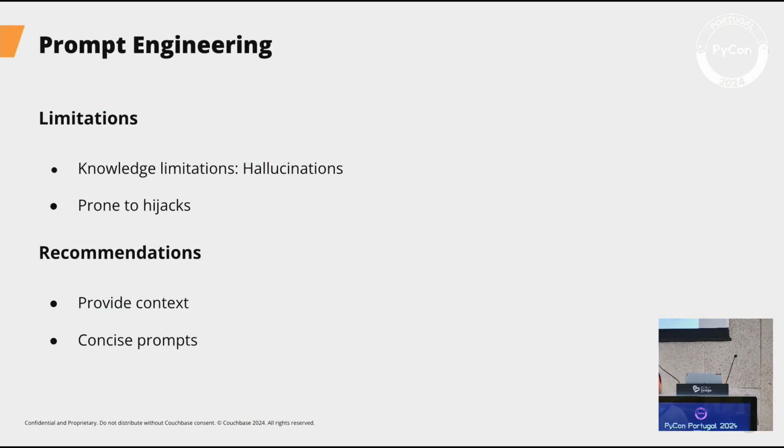Prompt engineering works quite well in practice. There are some obvious limitations, like knowledge limitations, either by the training cutoff for the large language model or because the training source was never part of it. Due to this, it tends to hallucinate. It can come up with answers which look reasonable, but they are not.